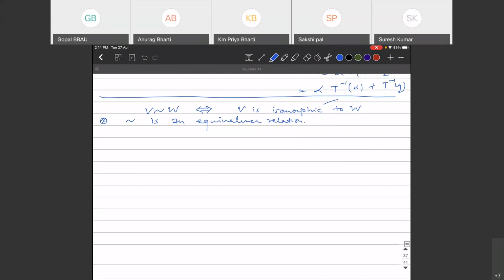Okay, so have you seen equivalence relation previously? Have you seen this? क्या आपने equivalence relation के बारे में पढ़ा है? Yes, sir. Okay, so क्या होता है equivalence relation, बताइए तो क्या प्रूव करना पड़ेगा? Sir, first reflexive, second symmetric, third transitive. Okay, reflexive, symmetric and transitive.